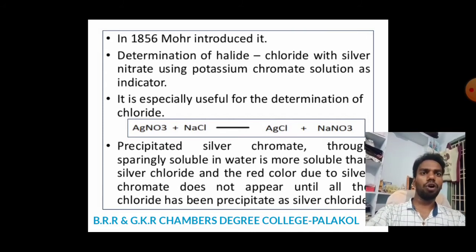After all the chloride ions have reacted, the excess Ag plus ions now react with the chromate ions present in that conical flask. They form Ag2CrO4, that is silver chromate. That is red color. So the white precipitate is converted into red. That's where the red precipitate appears. That's your end point, right?